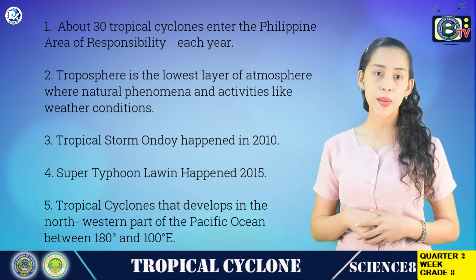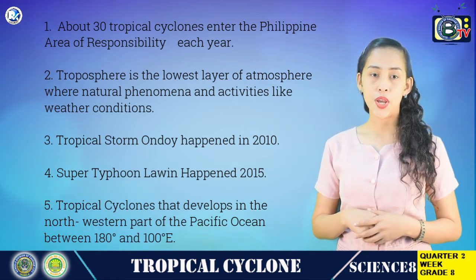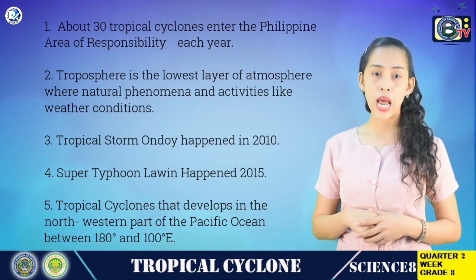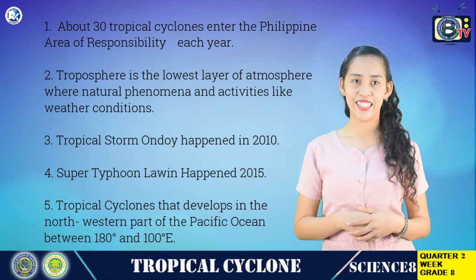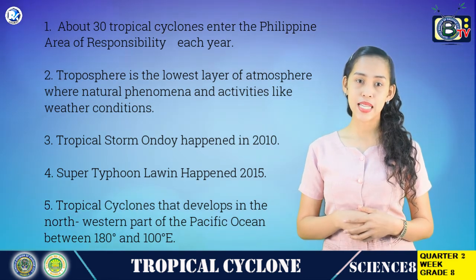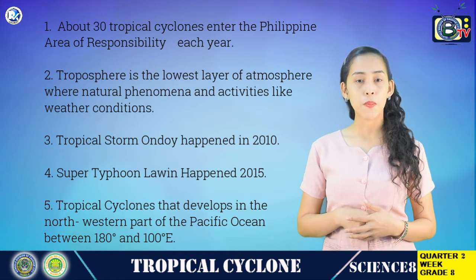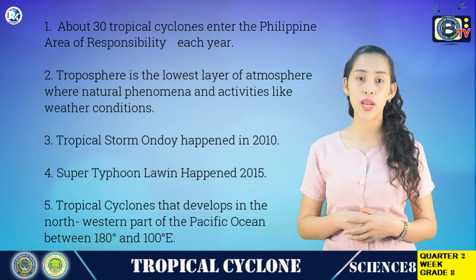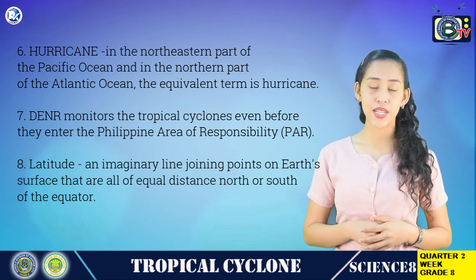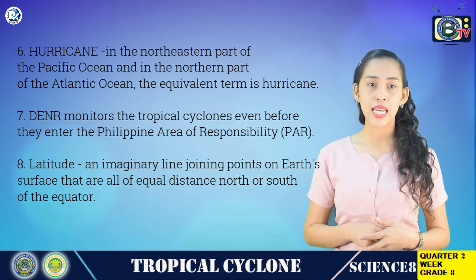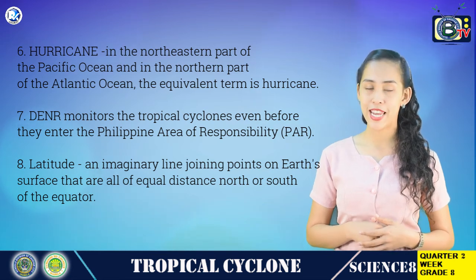Number 3, Tropical Storm Ondoy happened in 2010. Number 4, Super Typhoon Lawin happened in 2015. Number 5, tropical cyclones that develop in the northwestern part of the Pacific Ocean between 180 degrees and 100 degrees to the east. Number 6, in the northeastern part of the Pacific Ocean and in the northern part of the Atlantic Ocean, the equivalent term is hurricane.